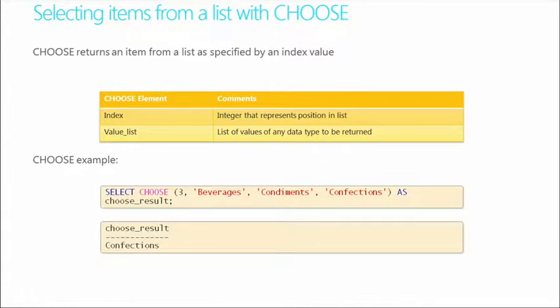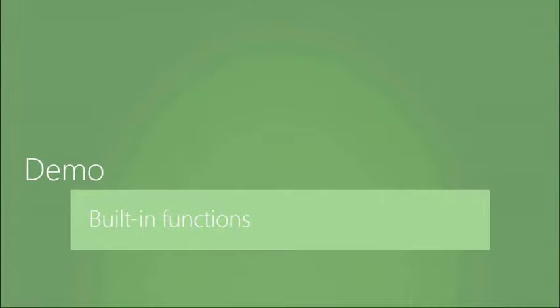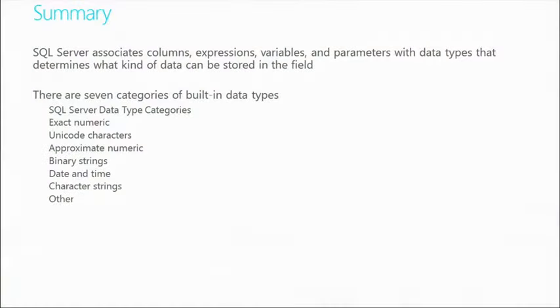The last piece I wanted to talk about is that we can use the choose option here. Then we're going to wrap up this module. So select choose 3, and we've got 3 items in the list here. We've got beverages, condiments, confections as the choose result, and then we can choose the different items that we want. It's a hard-coded list, but a list of items that we can choose to work with. We did some cool built-in function demos, so we're going to just wrap this up.